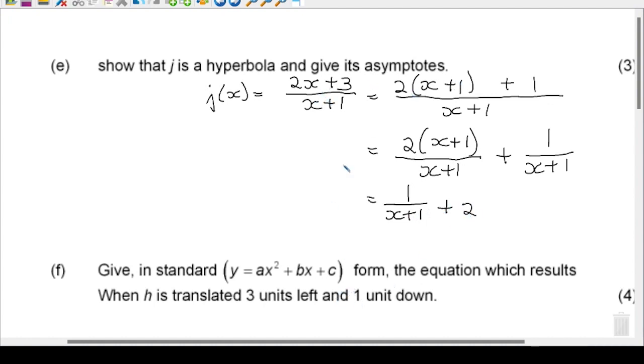So it's just a little trick. It's an algebraic manipulation to convert that thing which didn't look like a hyperbola to show that it in fact is a hyperbola. Now the x asymptote of that is x equals minus 1, and the y asymptote is y equals 2. Fairly tricky that. If you haven't seen it before, hopefully if it comes up, you'll remember that little trick.